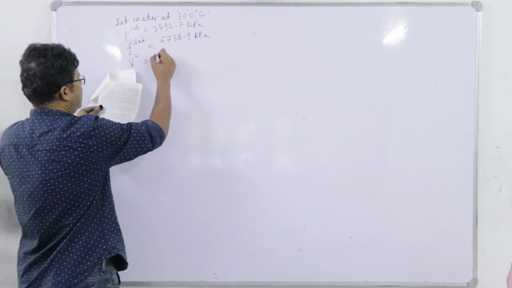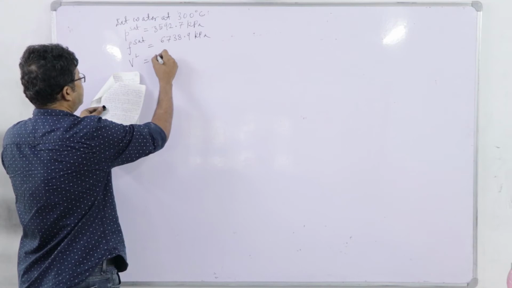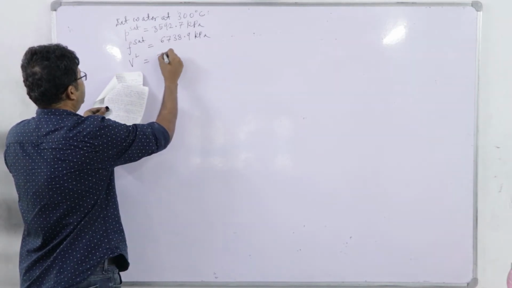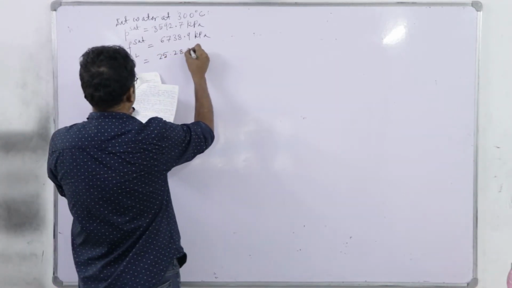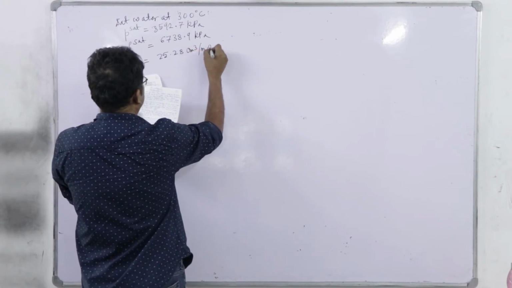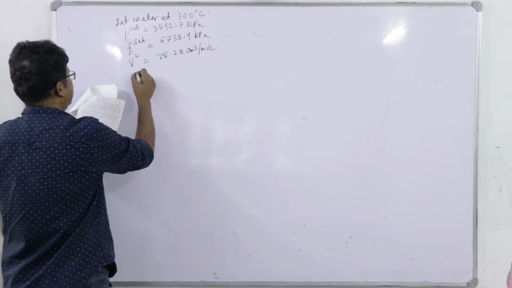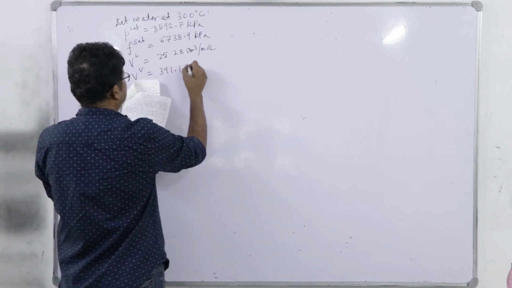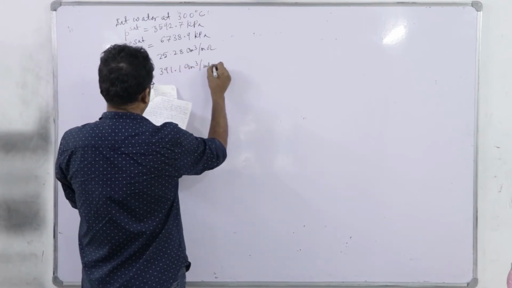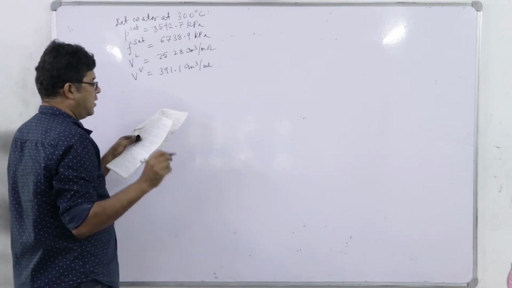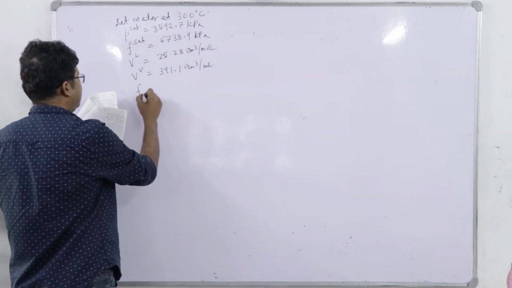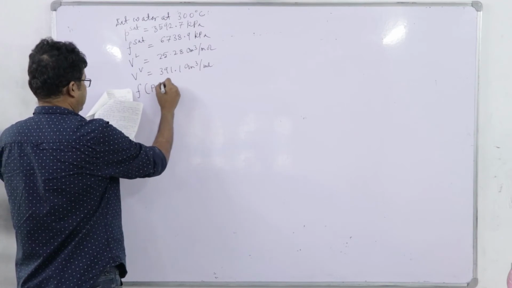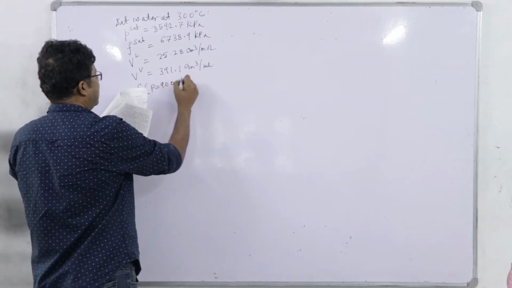So, liquid has got a volume as 25.28 centimeter cube per mole, and vapor phase volume is 391.1 centimeter cube per mole. What is the fugacity of water at pressure P equal to 9000 kilopascal?